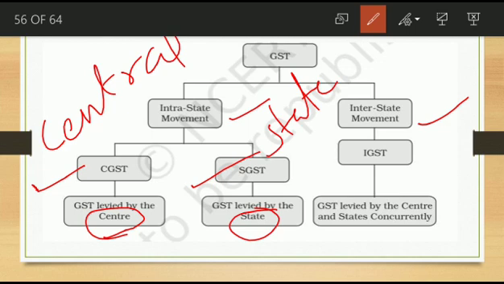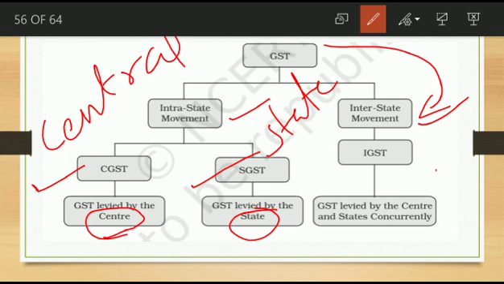That is CGST and SGST. Actually, when this is happening, it is shared equally by the central government and state government. Any goods moved within the state itself, then half of the GST will go to the central government and half will go to the state government. So, the GST levied by the central government is called CGST. SGST means the tax levied by the state government is called SGST. Okay, clear?